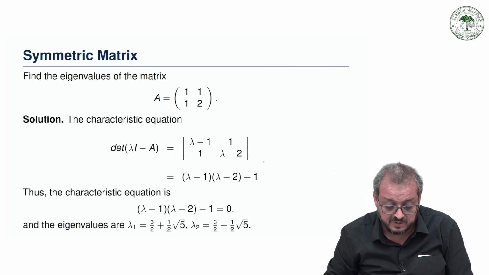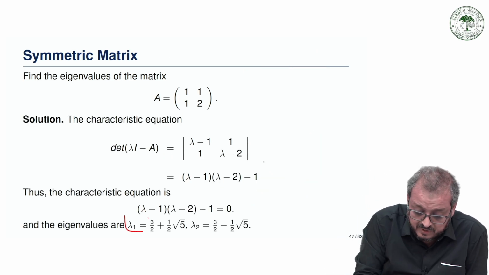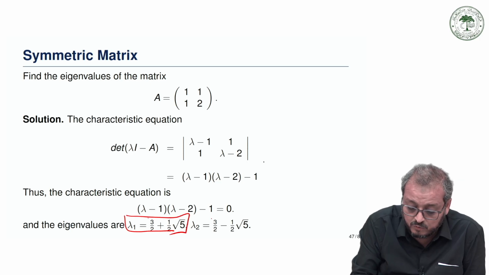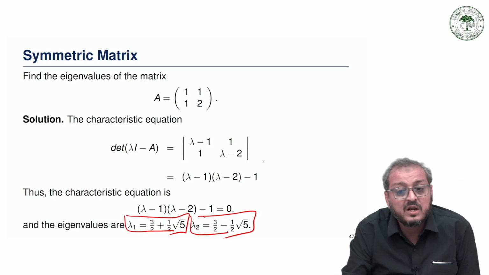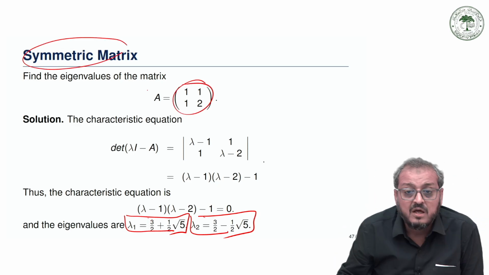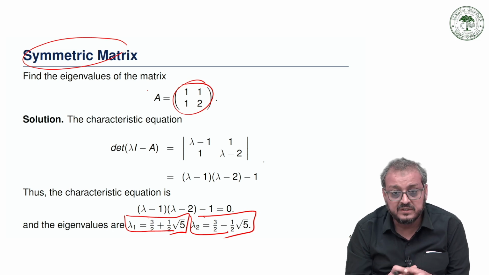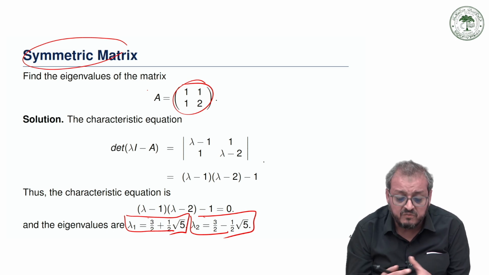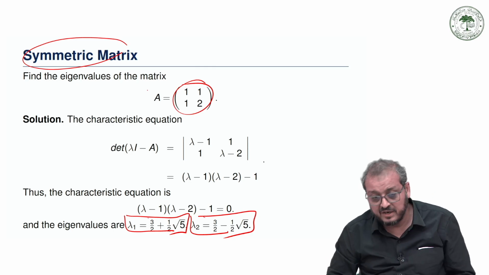So this means the equation gives lambda 1 equal to 3 by 2 plus 1 by 2 root 5, and lambda 2 equal to 3 by 2 minus 1 by 2 root 5. So these are all real. If we have a symmetric matrix and the entries are real, then clearly the eigenvalues are always real.